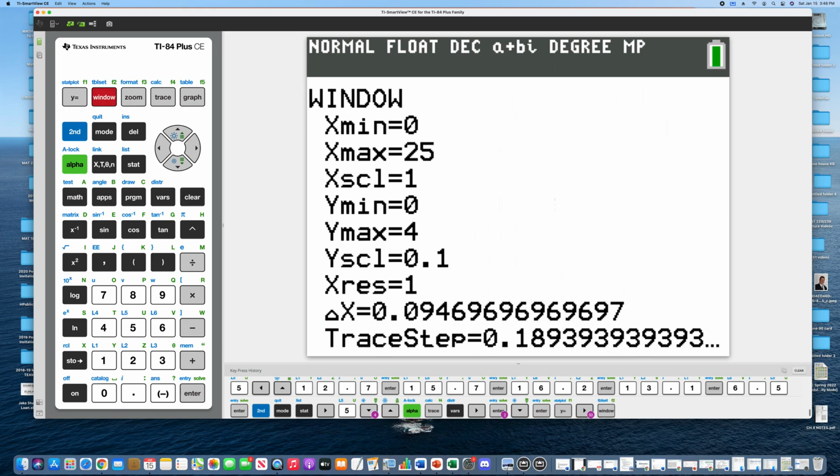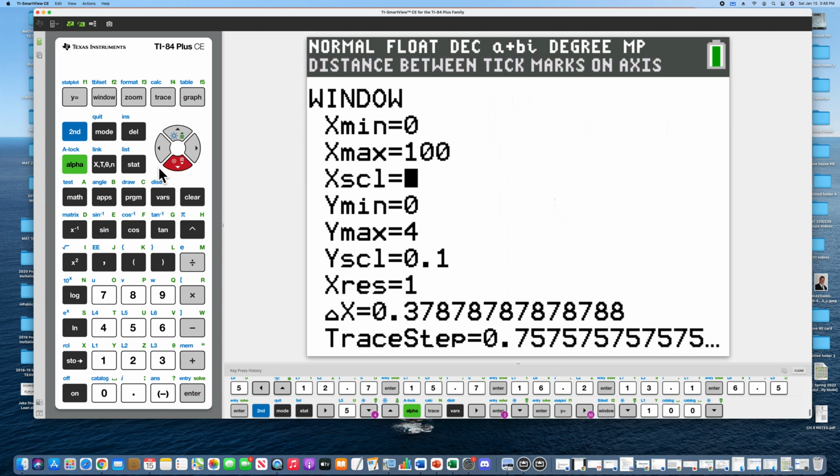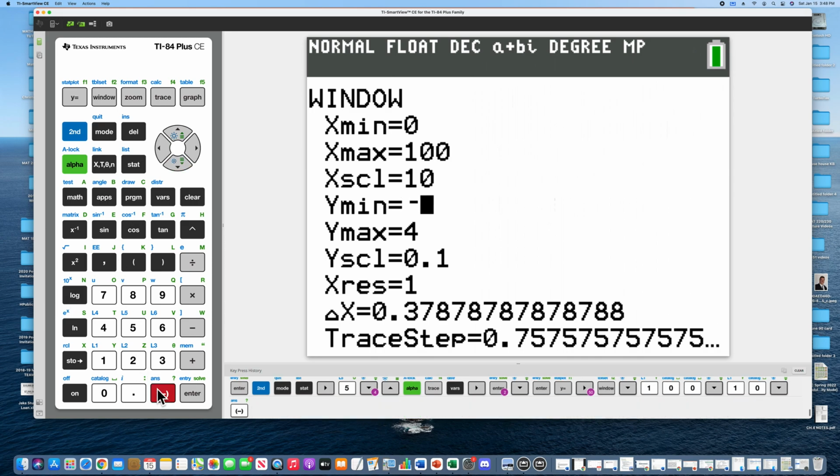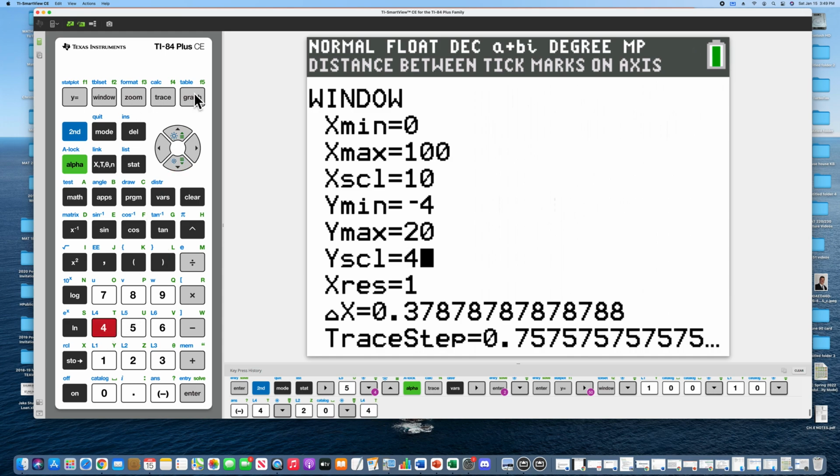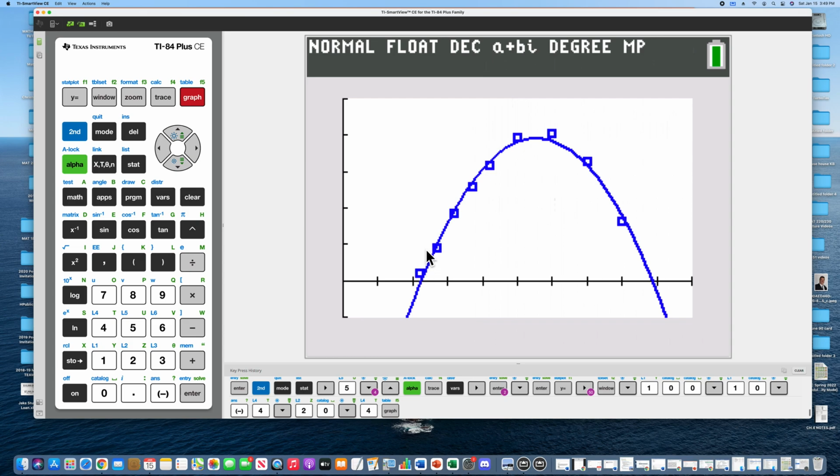We want it to go from 0 to 100. And let's see, looking back on my notes, we counted by 10. You look at your graph. Our Y-min, I guess I chose -4 so I can make it look just like the graph, and we maxed out at 20. And we counted by 4s. So the Y scale, the lines or tick marks will be 4. So I hit graph. There are my points.